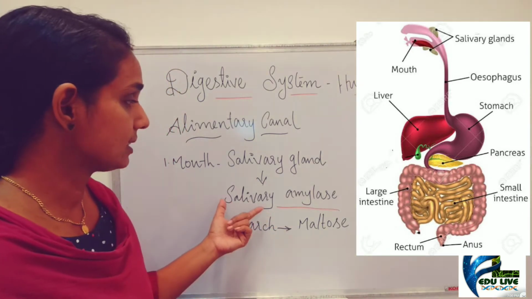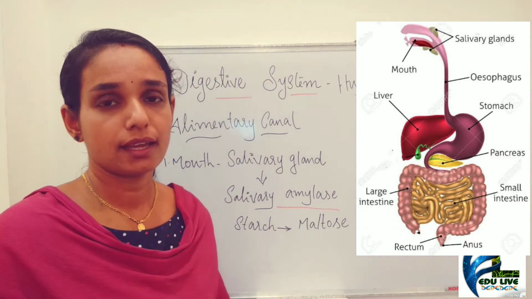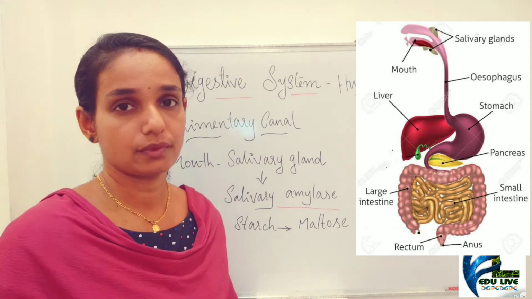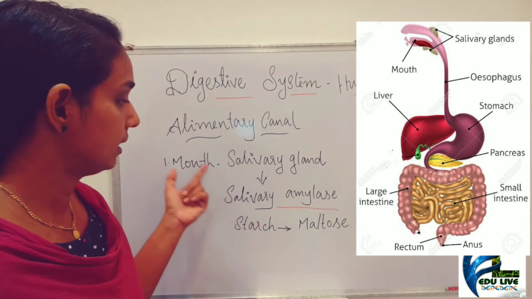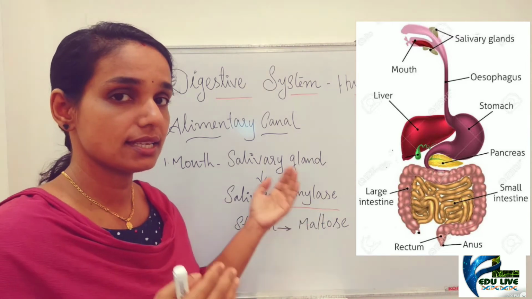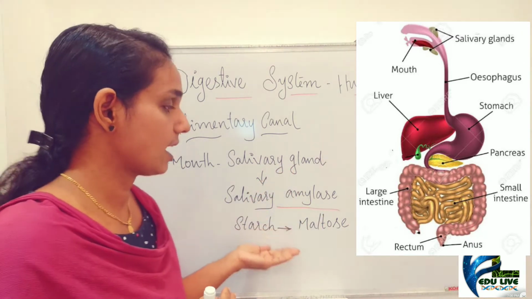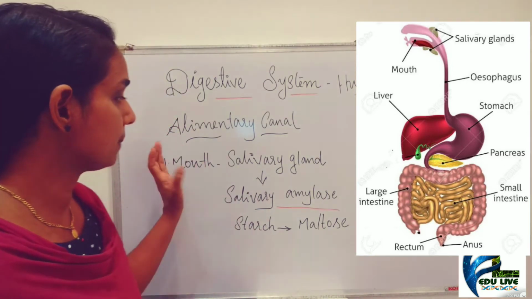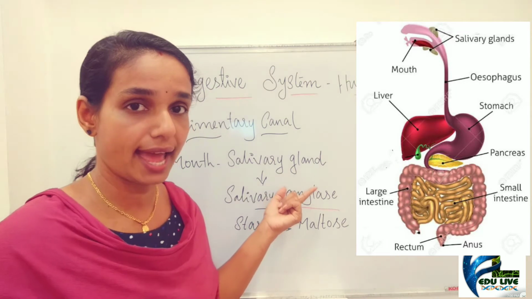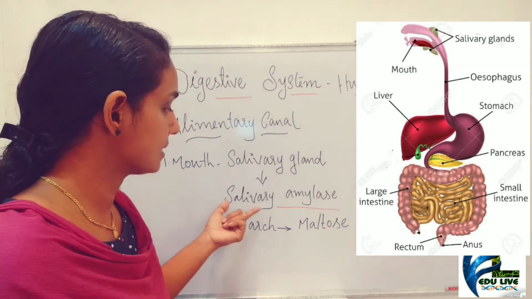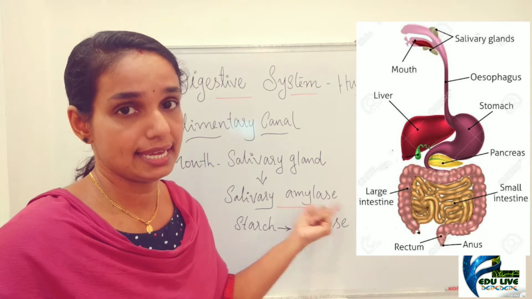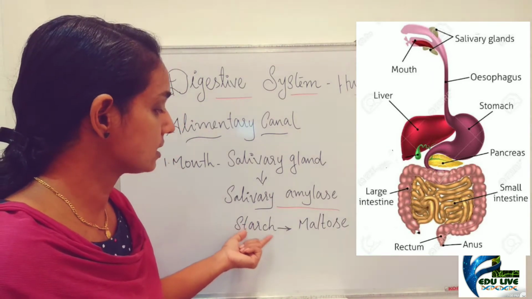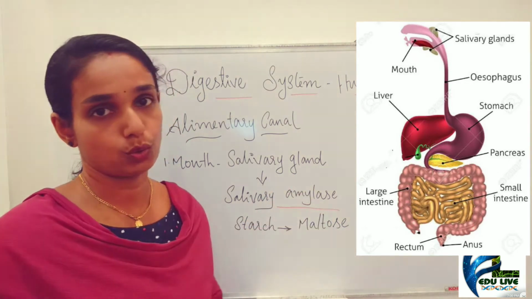Then what is the function of salivary amylase? It converts starch into maltose. Okay, remember this one: the function of salivary amylase is to convert starch into maltose. So the first part is the mouth. It contains the salivary gland. The salivary gland produces an enzyme called salivary amylase, and the function of salivary amylase is to convert starch into maltose.